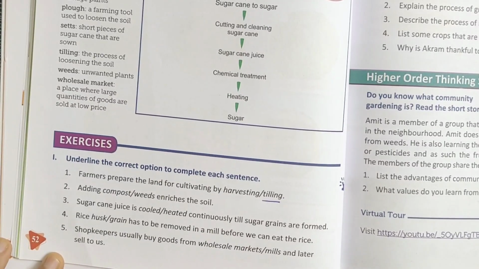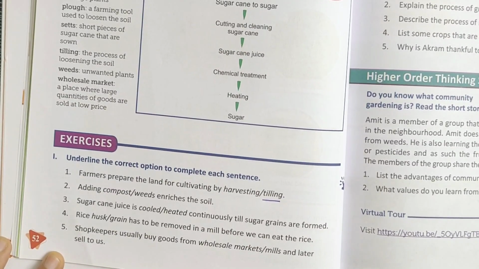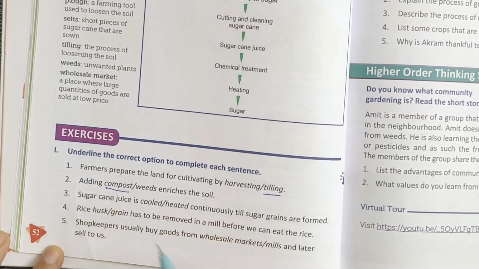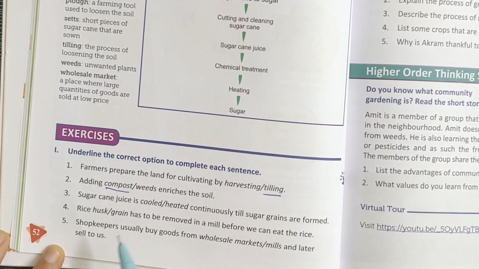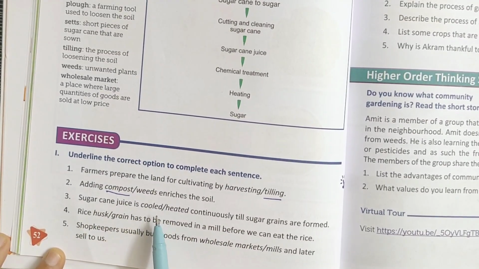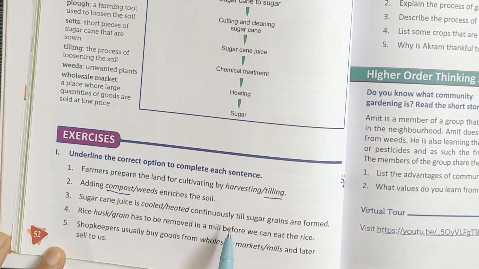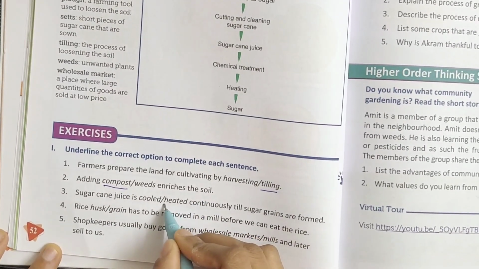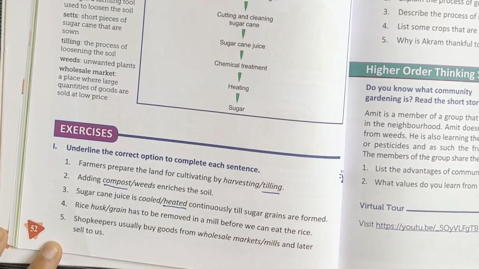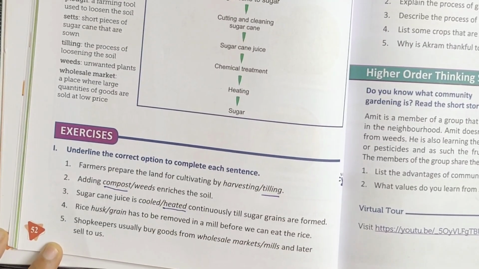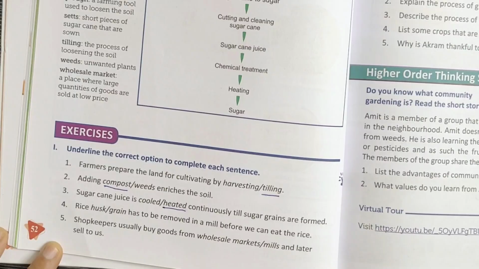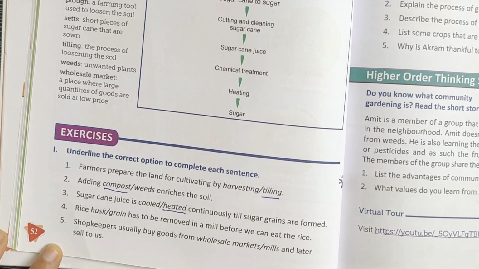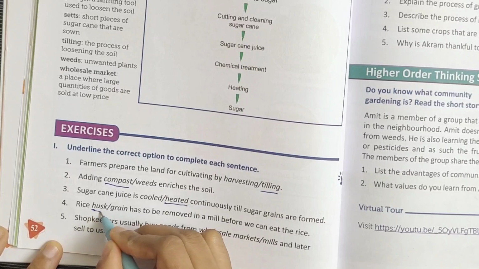Adding compost or weeds enriches the soil. Compost. Sugarcane juice is cooled or heated continuously till sugar grains are formed. Heated. Rice husk or grain has to be removed in a mill before we can eat the rice. Husk.